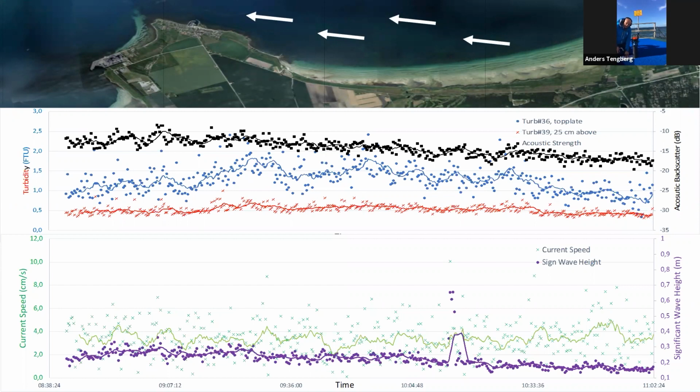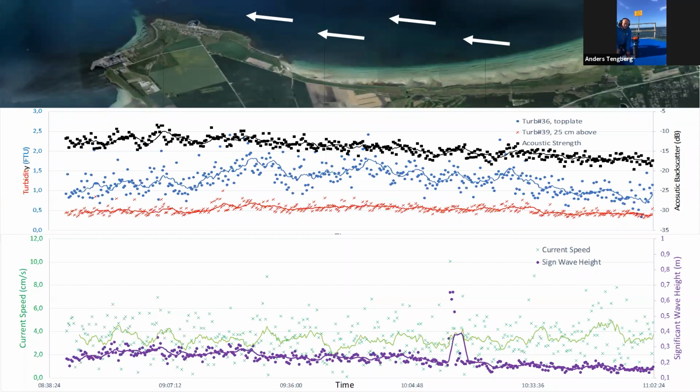Then on the middle graph, you see 3 measurements. Red is the turbidity sensor, which is higher up. And the blue is the turbidity sensor, which is closer to the bottom. You see that the turbidity sensor closer to the bottom gives higher values, and that's because of resuspension. At the time when we did these measurements, there were much less waves than today. Today it's a little bit more windy and wavy, and there are much more particles suspended in the water. So you can see the gradient there between red and blue.